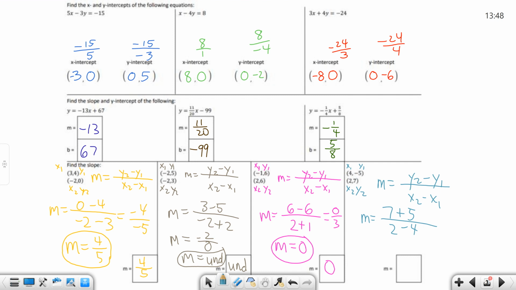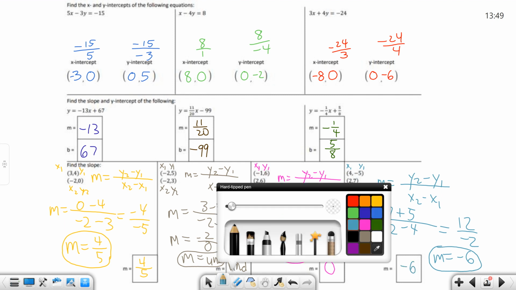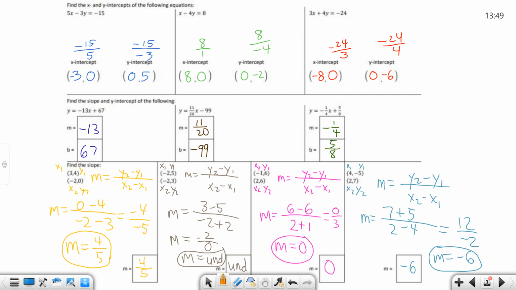All right, so then that's going to be 7 plus 5 is 12. And 2 minus 4 is a negative 2. Positive over a negative is negative. And 12 over 2 is 6. So my slope here is negative 6. So we're going to put negative 6 into the answer box.